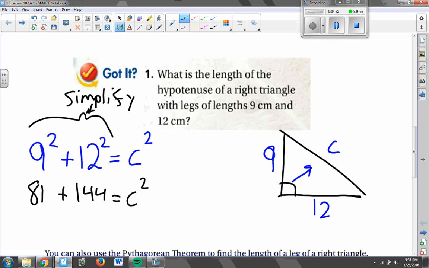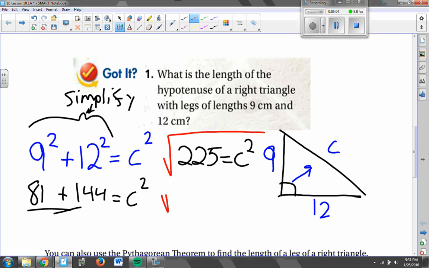81 plus 144 gives me 225 equal to c squared. Right, so I just added those two together, and that's what's equal to c squared. Now, if I want to get the c all by itself, I need to undo the squaring that I've done in my Pythagorean theorem. We have a symbol or a function that will undo the squaring for us, and it's called the square root.